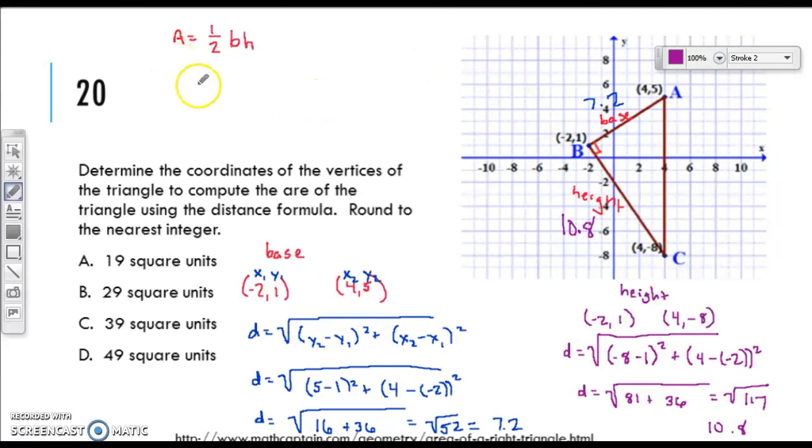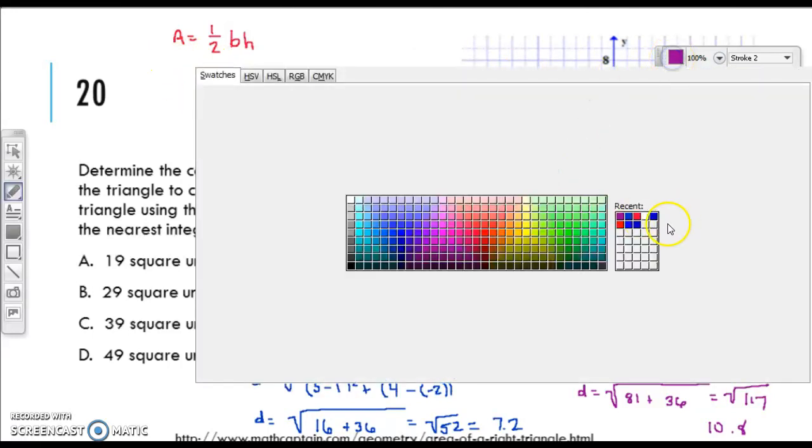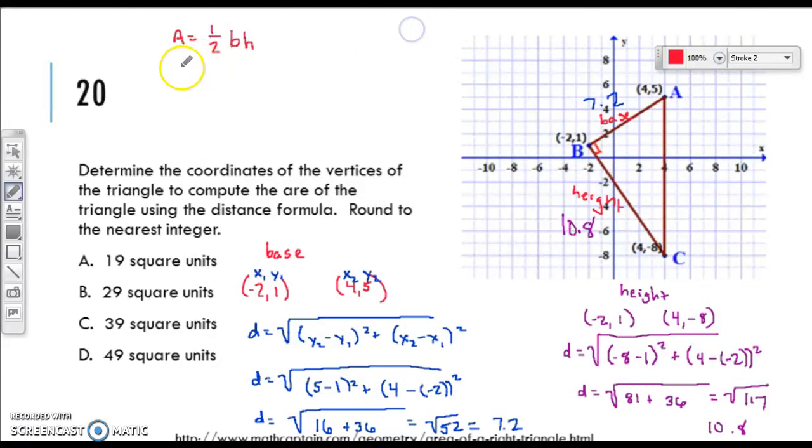Now I'm just going to plug those into my area formula. Let me switch back to red here. Area is what we're looking for, and it equals 1/2 times the length of the base, which we said is 7.2, times the height, which we said is 10.8. So I'm going to multiply those together: 10.8 times 7.2 equals, and then I'm going to divide by 2. And I get 38.88, which is pretty close to 39.